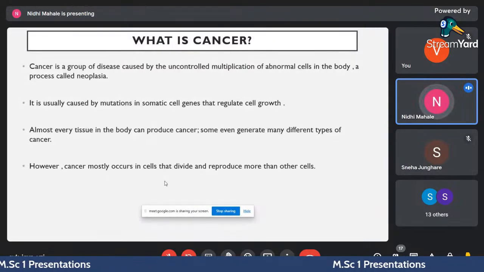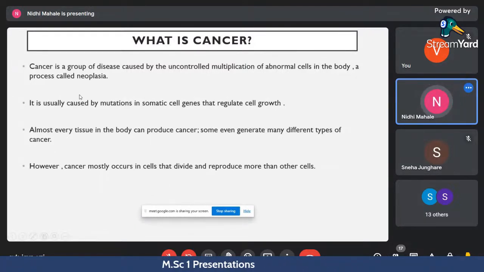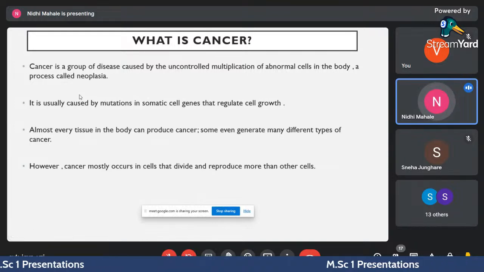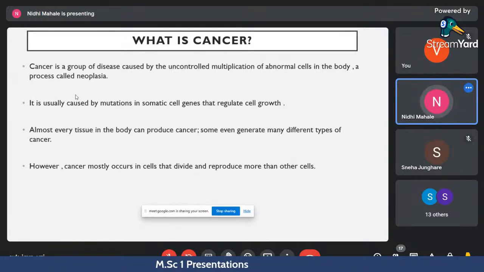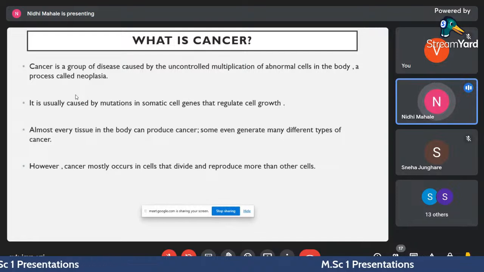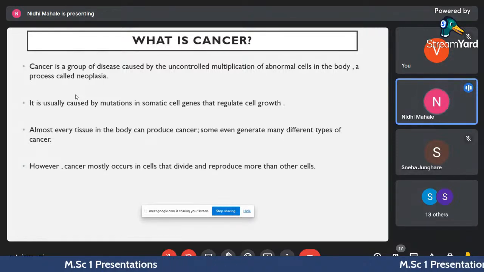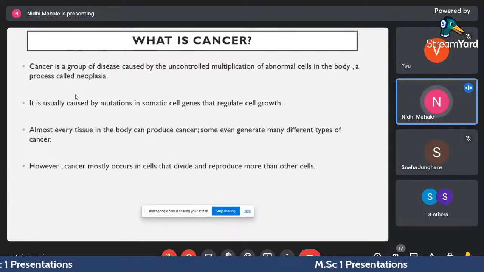What is cancer? Cancer is a group of diseases caused by uncontrolled multiplication of abnormal cells in the body, a process called neoplasia. It is usually caused by mutations in somatic cell genes that regulate cell growth. Almost every tissue in the body can produce cancer. Some even generate many different types of cancer. However, cancer mostly occurs in cells that divide and reproduce more than other cells.